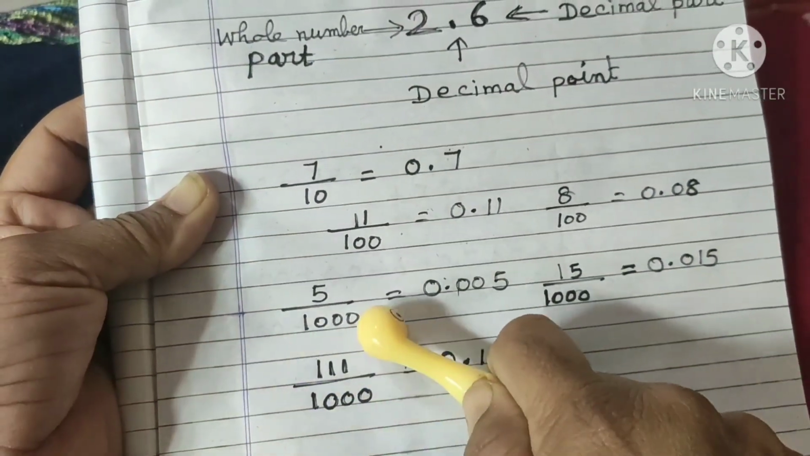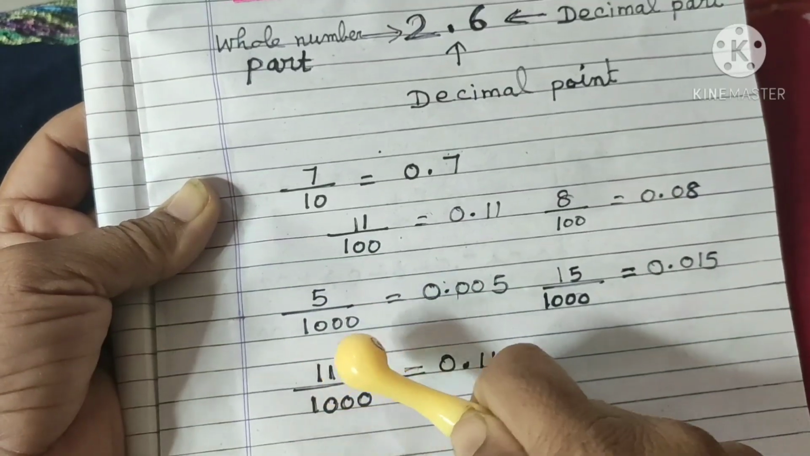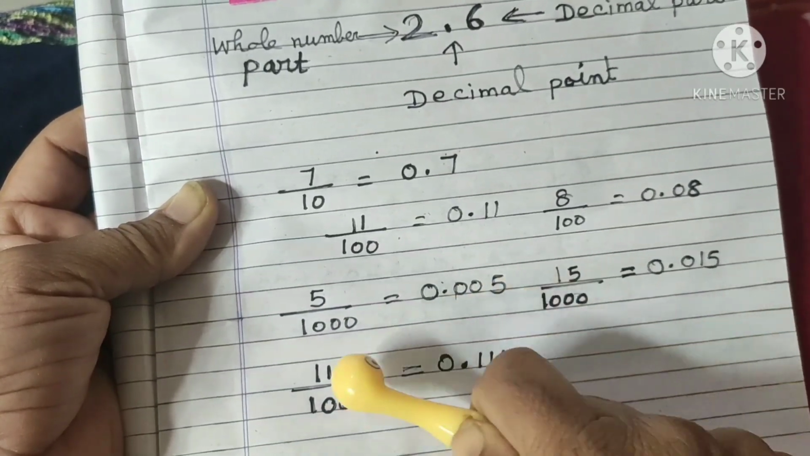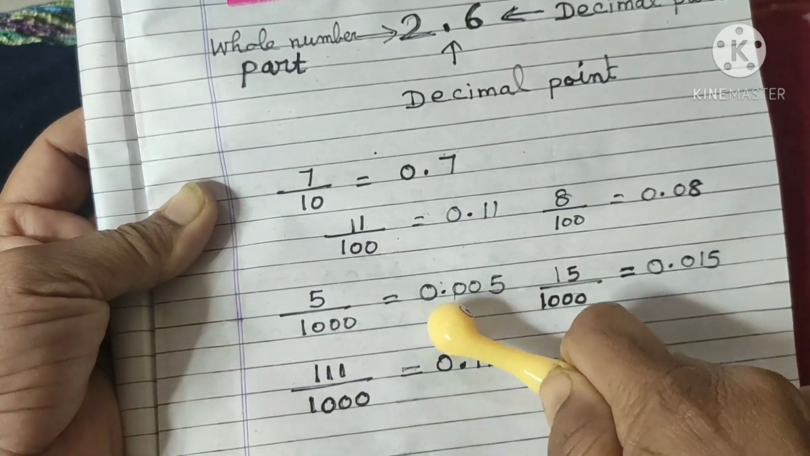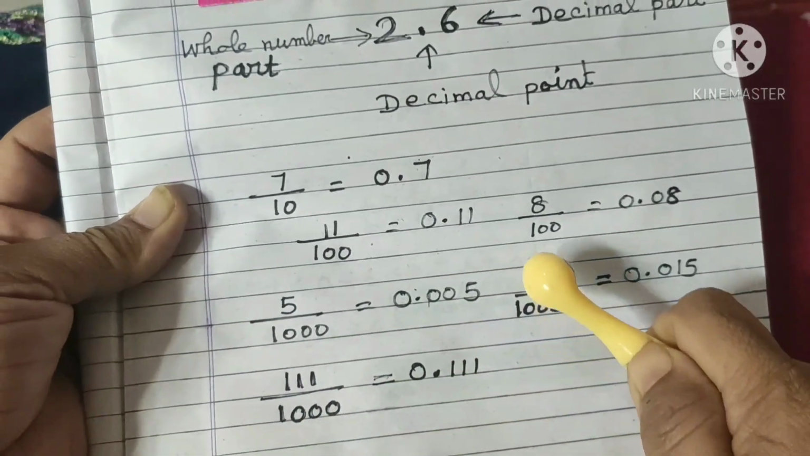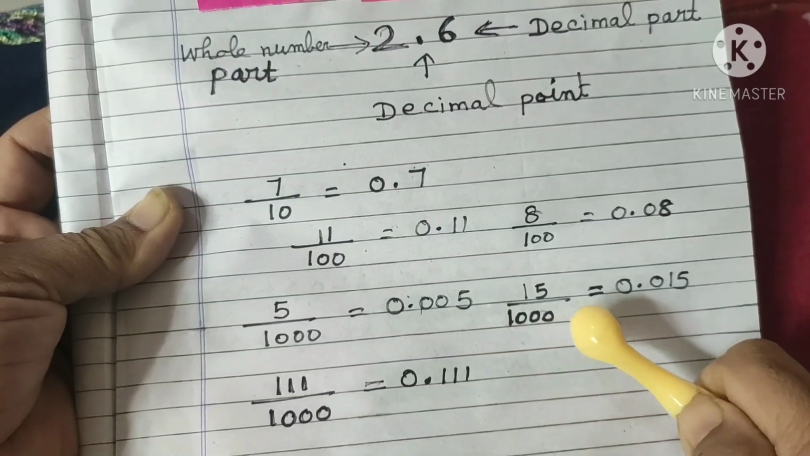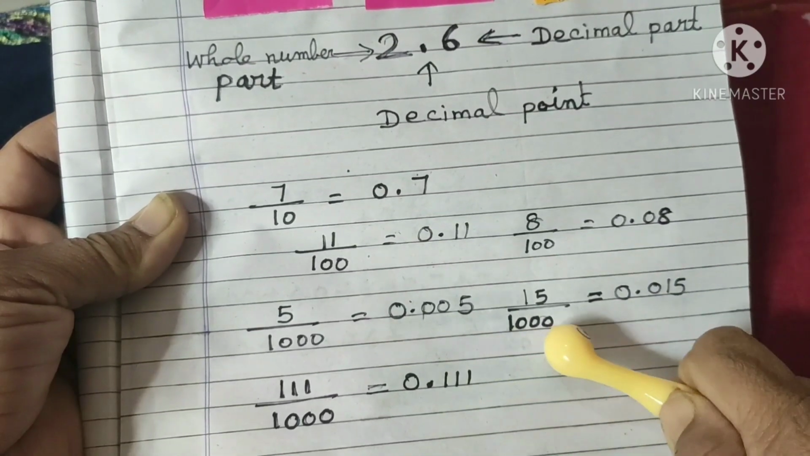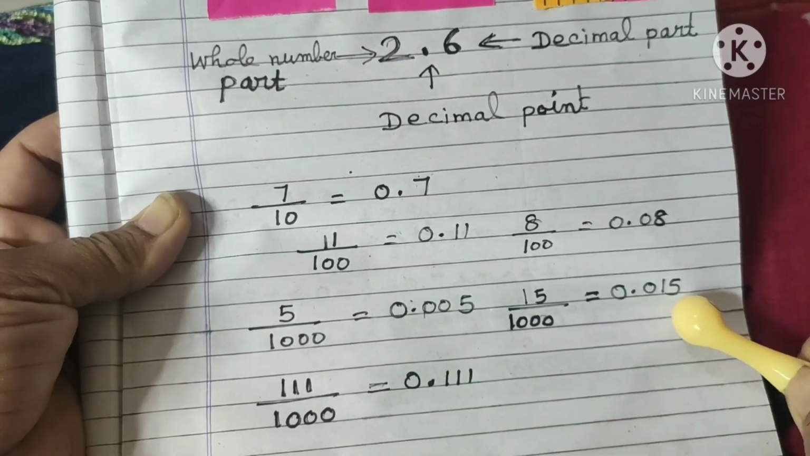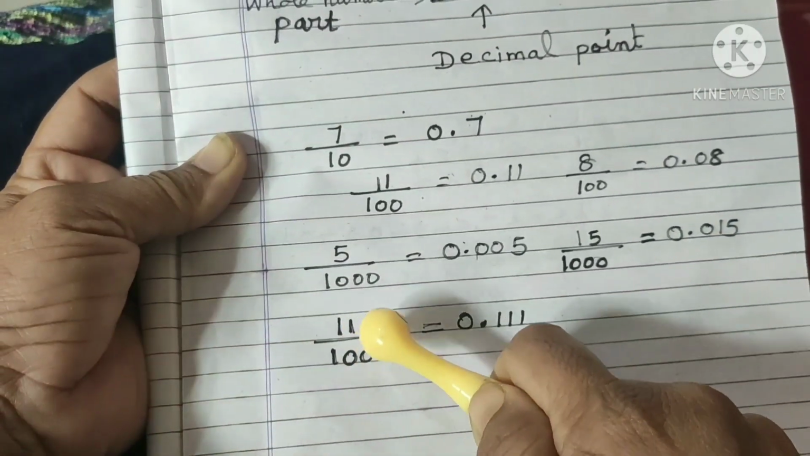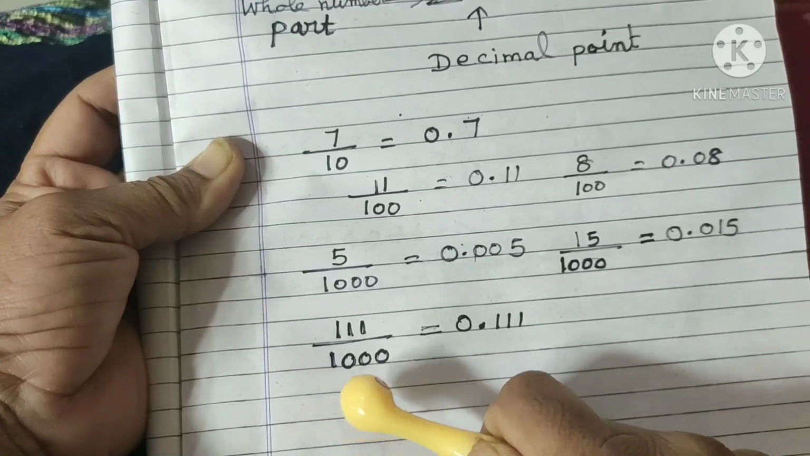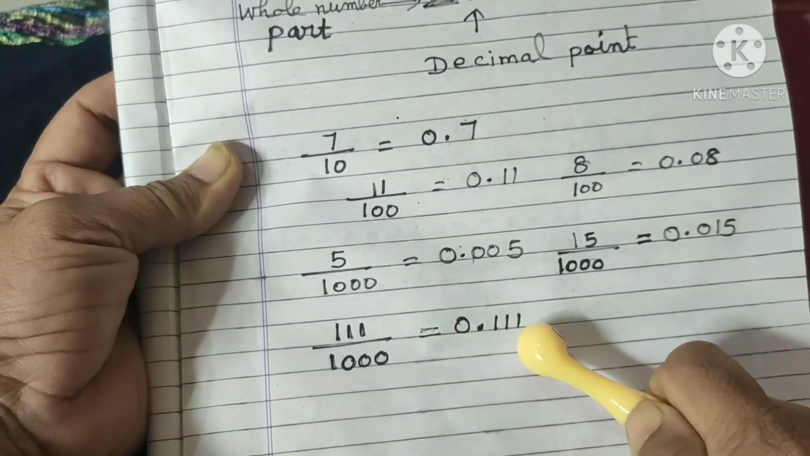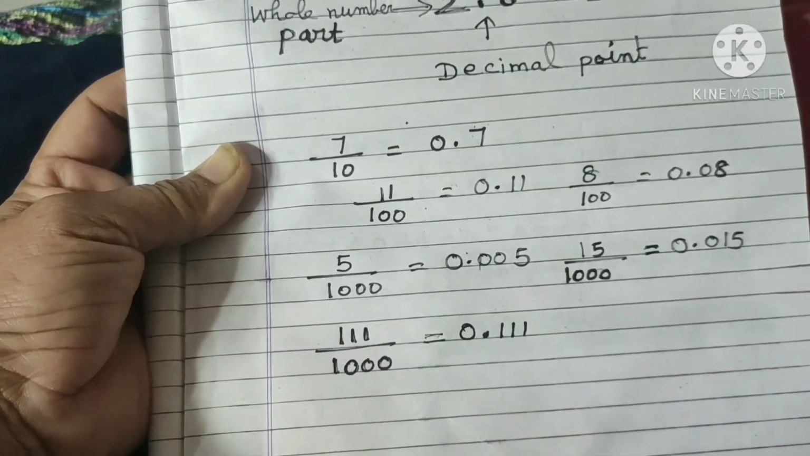Here 3 zeros, 5 upon 1000 is equal to 0.005. 3 zeros and 3 decimal places. 15 upon 1000 is equal to 0.015. 3 zeros and 3 decimal places. 111 upon 1000, 3 zeros, 0.111. 3 decimal places.